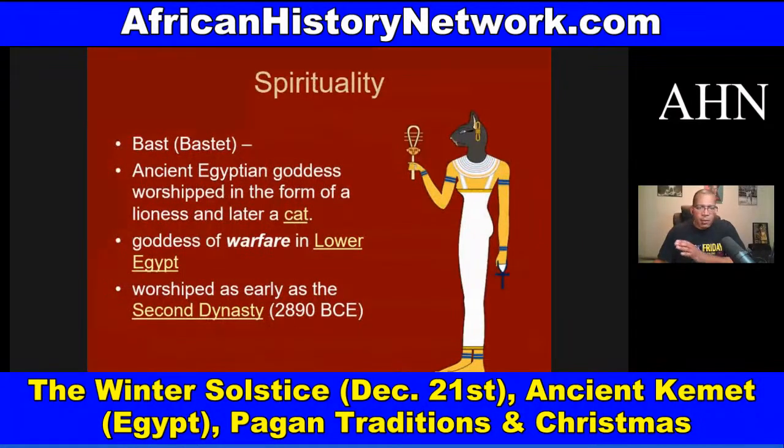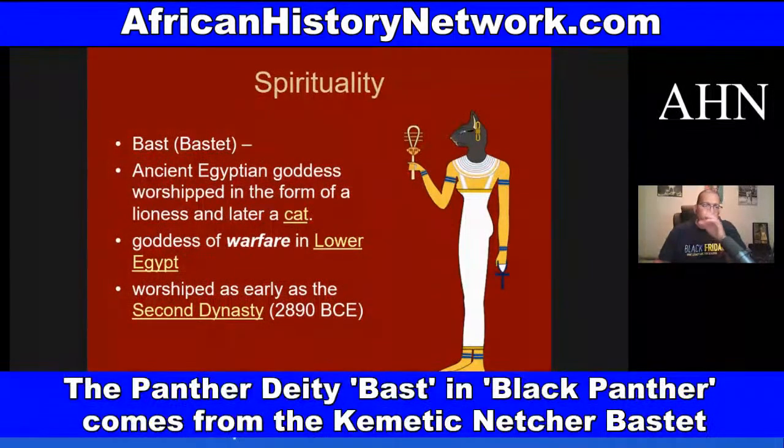We deal with all this, and we deal with the film Black Panther. We know that the Neter Bastet, who we see in the film Black Panther, comes from Bastet, an ancient Kemetic deity who was worshipped in the form of a lioness, and later a cat. She was a deity or Neter of warfare in Lower Egypt, Lower Kemet, worshipped as early as the 2nd dynasty, around 2890 BCE.